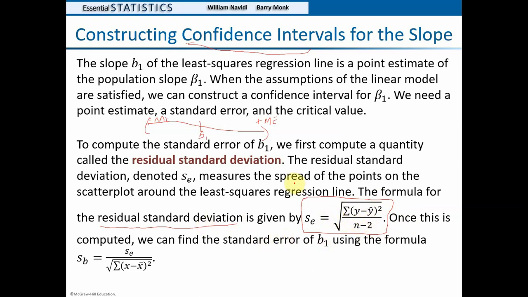That's not the standard error yet. You remember the margin of error is something times the standard error, usually either z alpha over 2 or t alpha over 2 times the standard error, and this is the standard error formula. I take what I've just calculated and divide it by the square root of the sum of x minus x bar squared. So this looks very much the same as before, except here it has the n minus 2 in there.